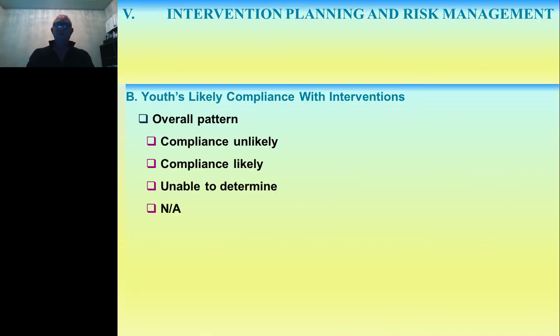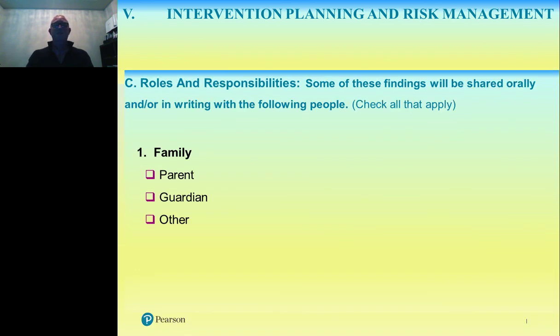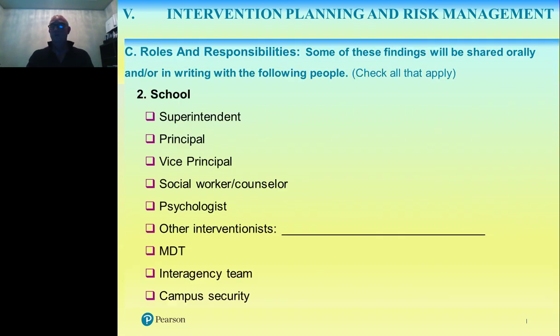So then, what is their likely compliance with the interventions? Is it unlikely, likely, or unable to determine at this point? And you can build that into your recommendations, okay? And then what are the responsibilities for various entities? Some of these will be shared orally and in writing with the following people. So what's my summary and who am I sharing it with? Family, parent, guardian, or other. School personnel, as you can see here, there's a variety of those.